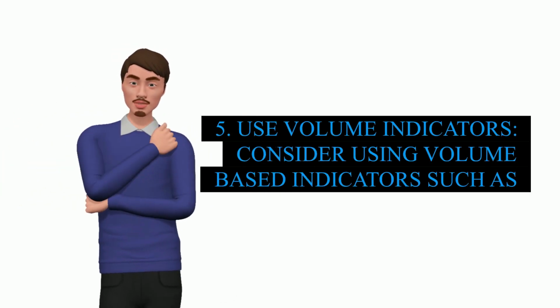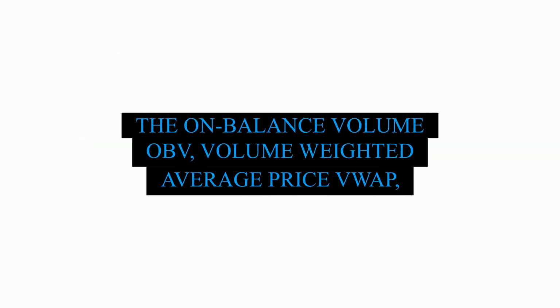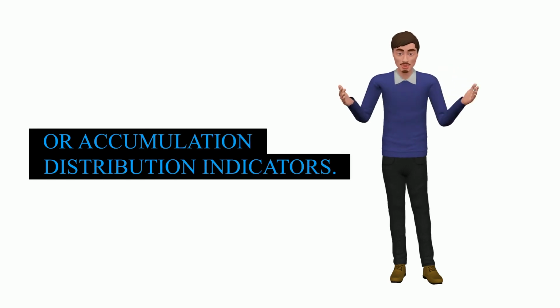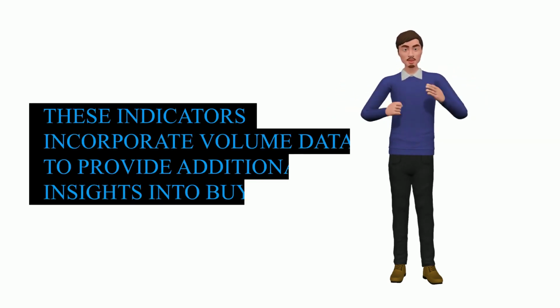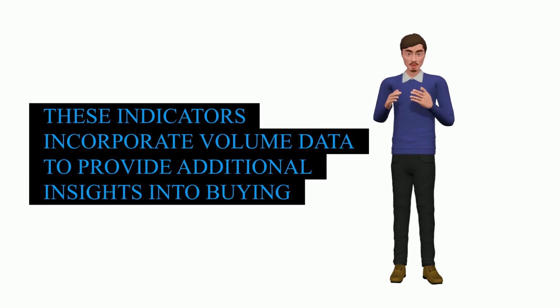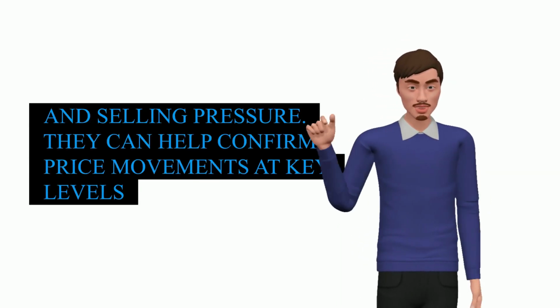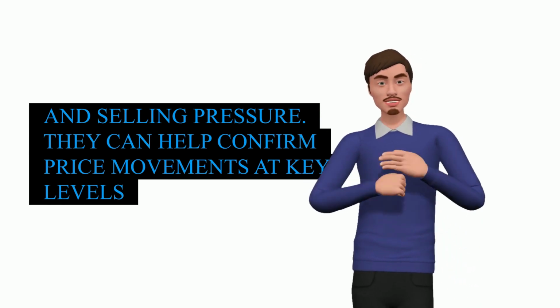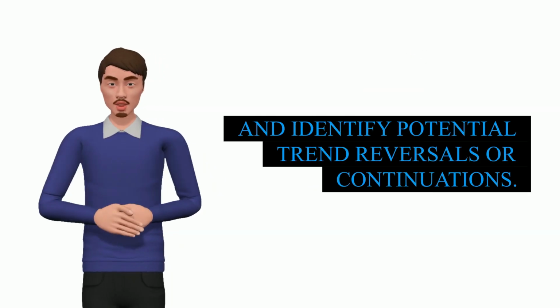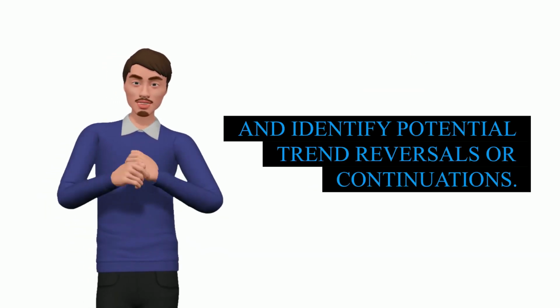5. Use volume indicators. Consider using volume-based indicators such as the on-balance volume OBV, volume-weighted average price VWAP, or accumulation distribution indicators. These indicators incorporate volume data to provide additional insights into buying and selling pressure. They can help confirm price movements at key levels and identify potential trend reversals or continuations.